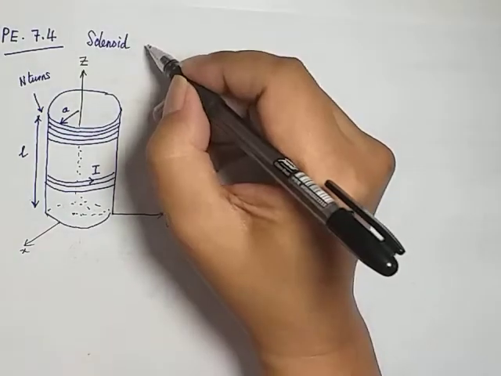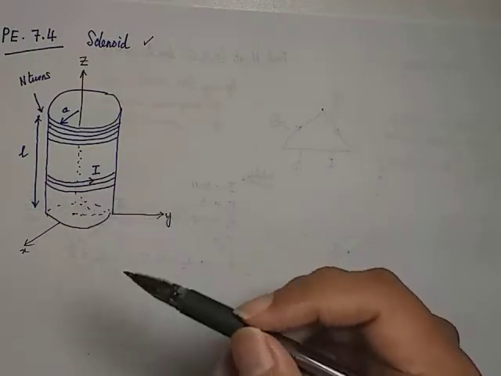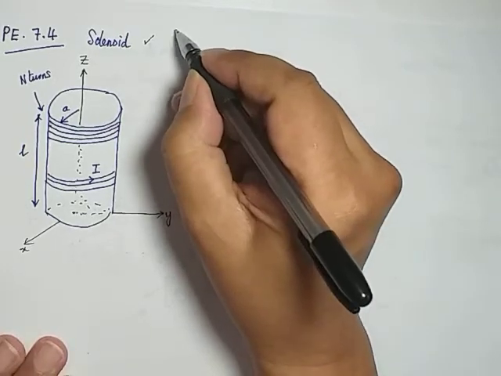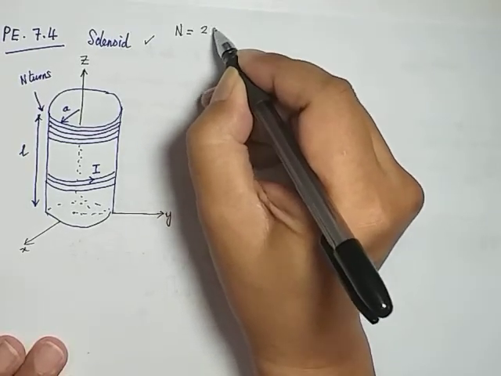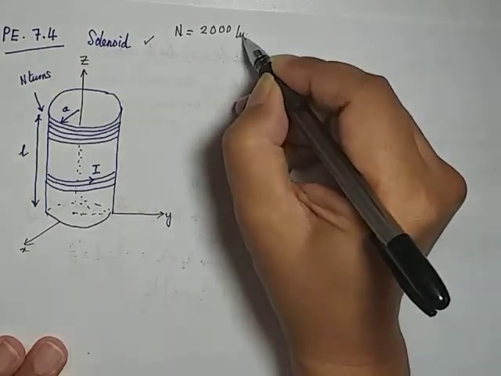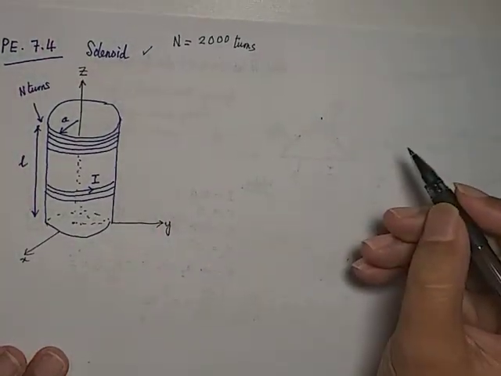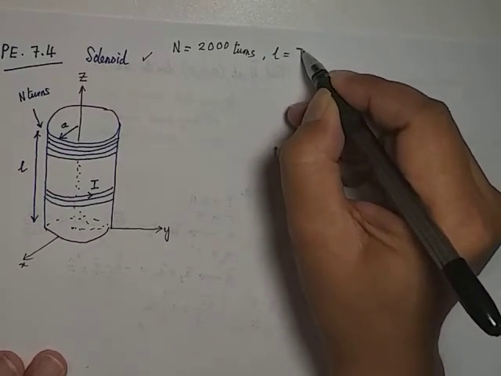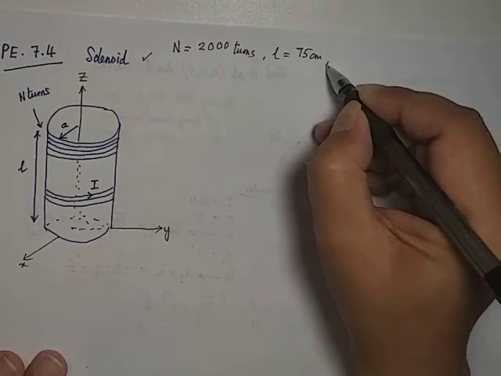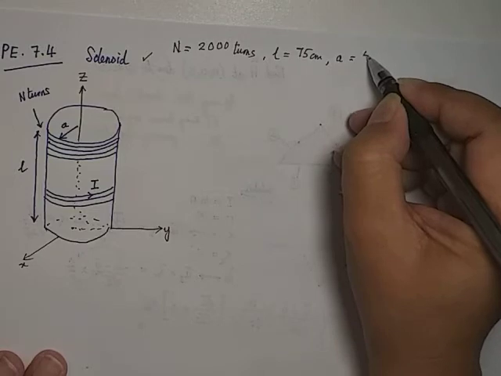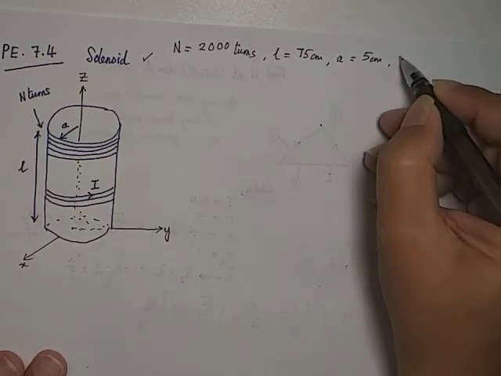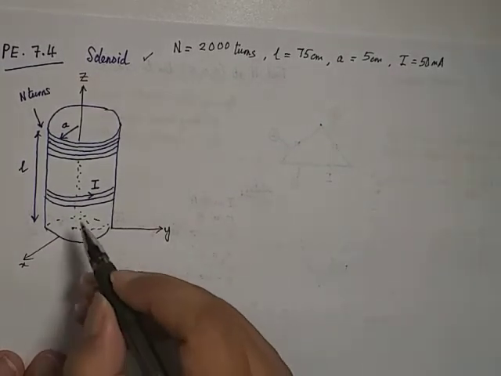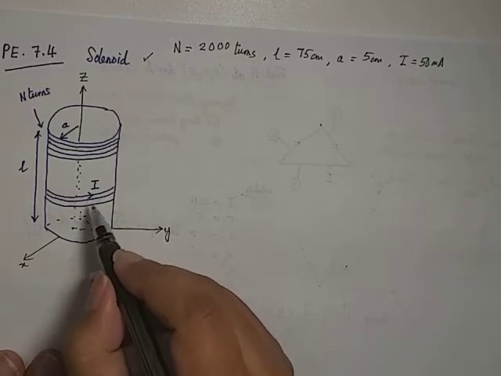So the values given: let's say N equal to 2000 turns. Then given L, the length, equal to 75 centimeter. The radius is equal to 5 centimeter. And I is equal to 50 milliampere. And then it rotates along the phi direction as shown in the diagram.